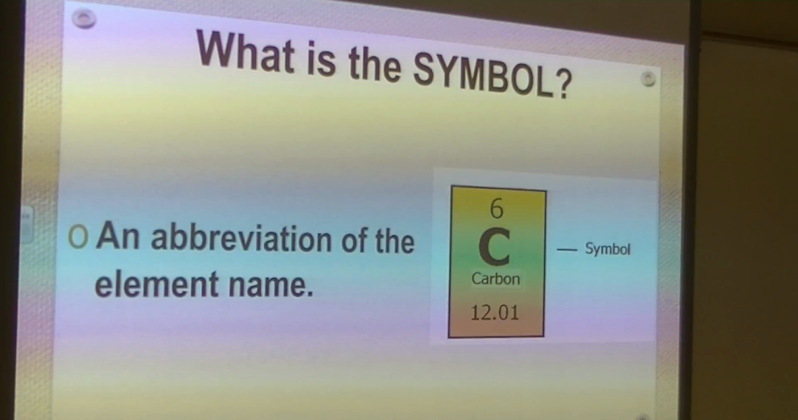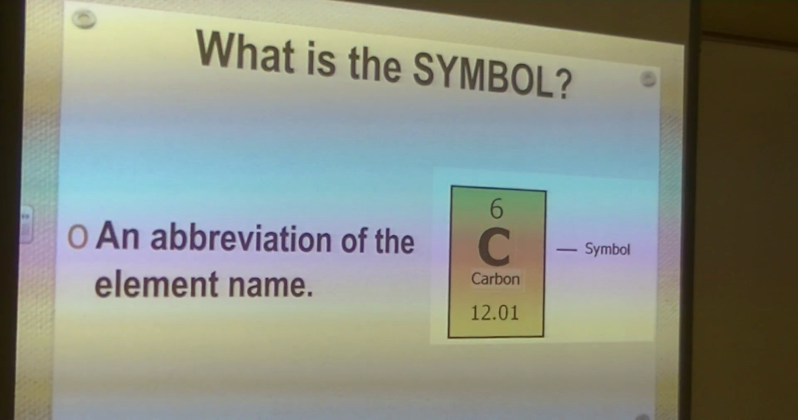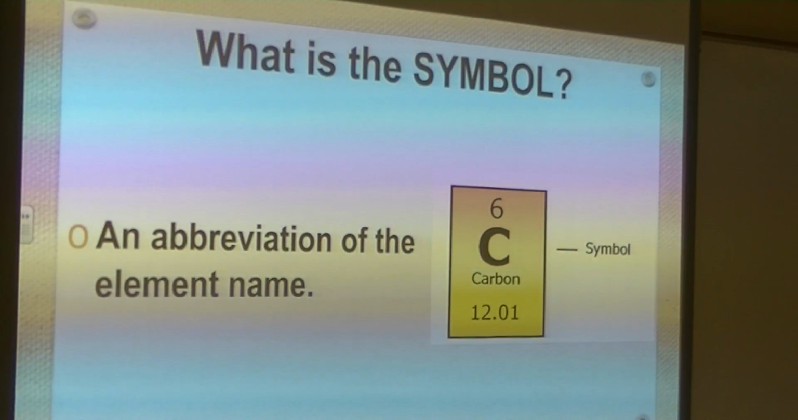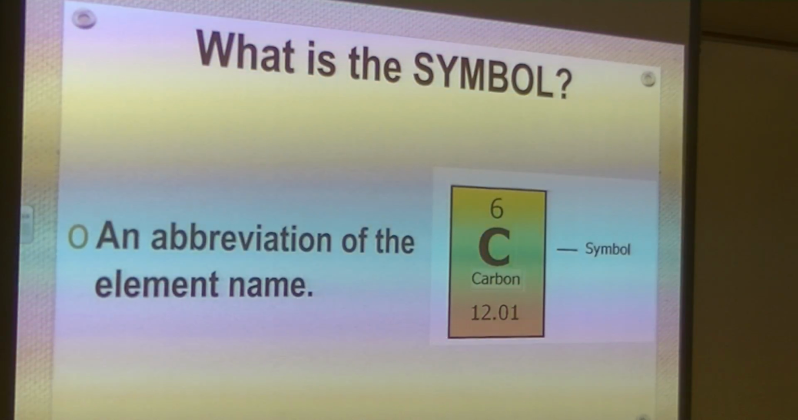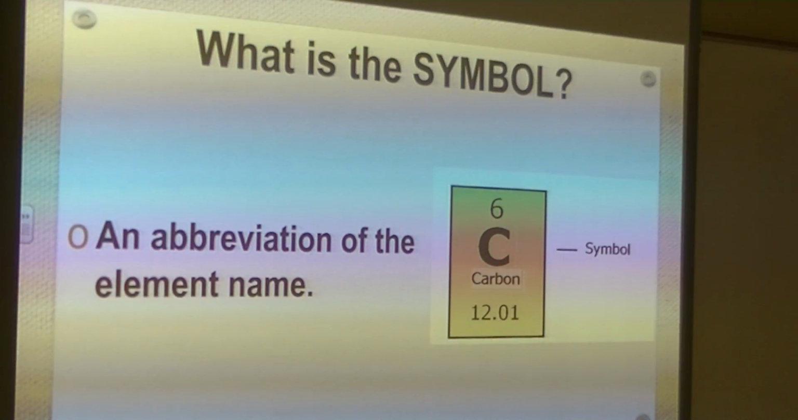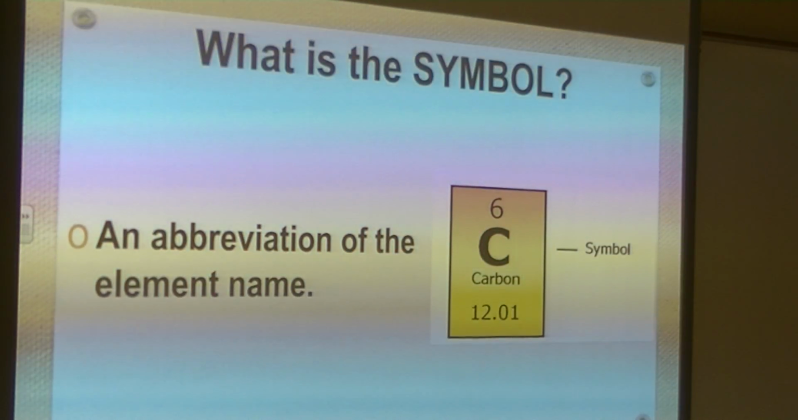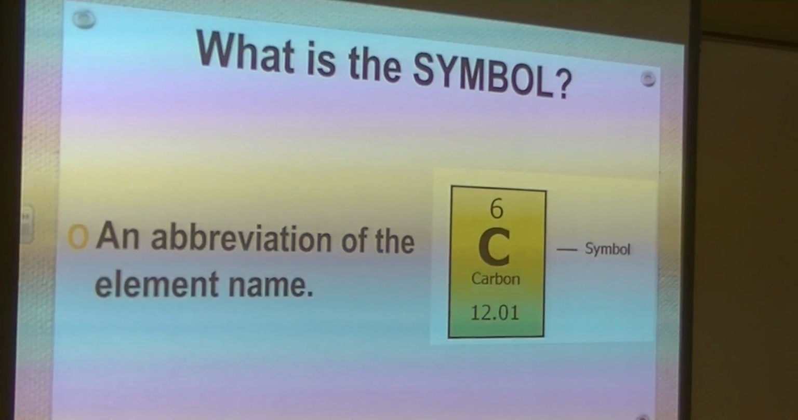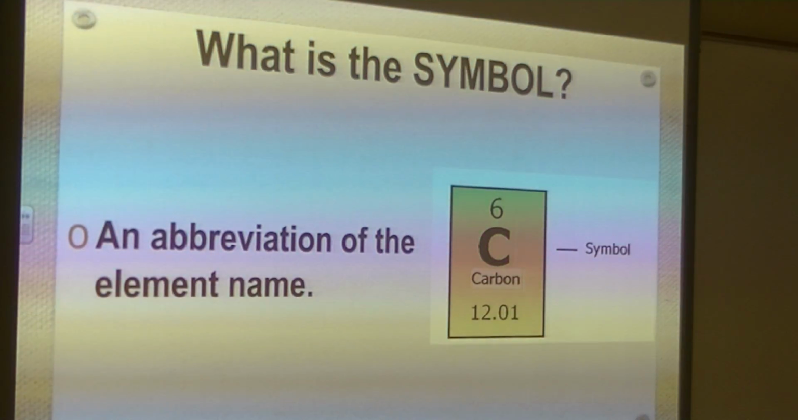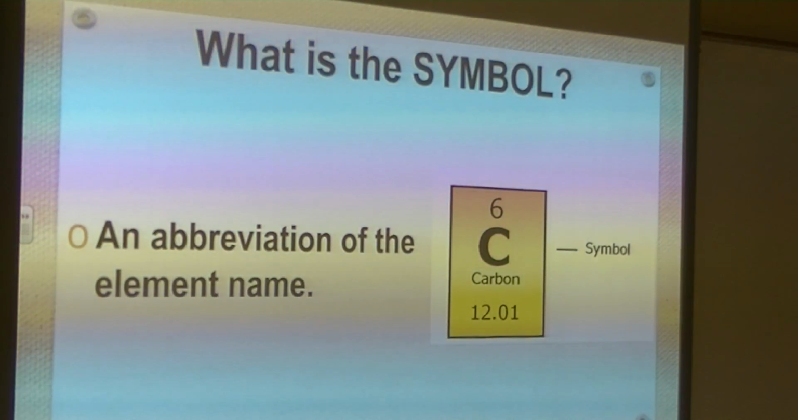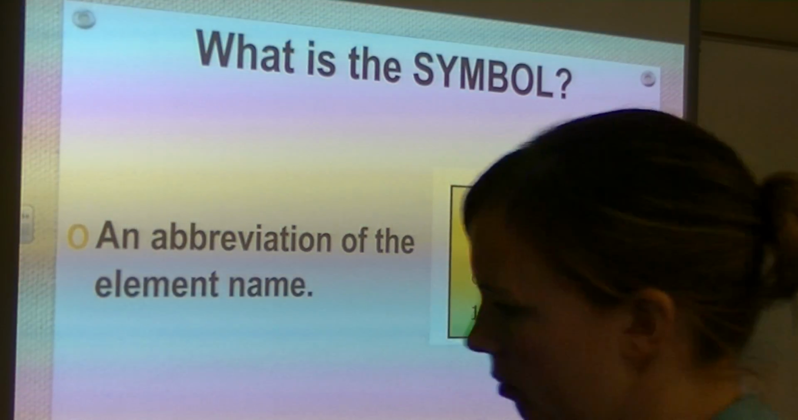Each element is going to have a symbol. It's going to be an abbreviation for its name. They don't all necessarily make sense. Okay. A lot of them do, like C for carbon, that makes sense. But like mercury is Hg. So some of them don't make sense. Some of them are like the Latin term or different terms for the names. So we'll talk about the abbreviations a little bit more.